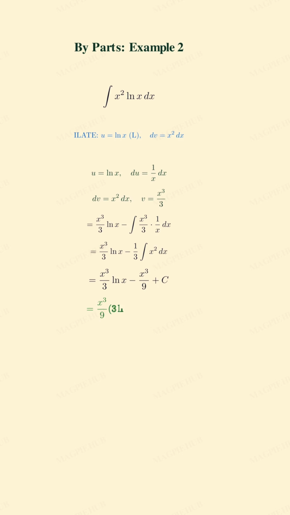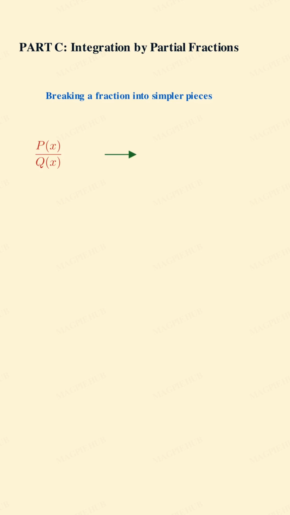This simplifies to x cubed over 3 ln x minus 1/3 integral of x squared dx. Computing this gives us x cubed over 9 times (3 ln x minus 1) plus c. Part C. Integration by partial fractions.